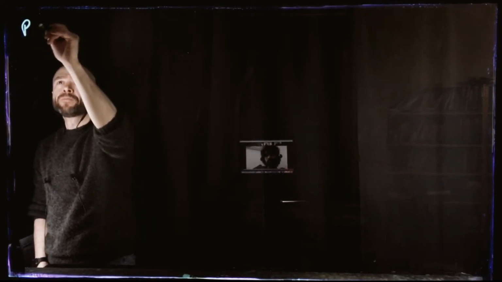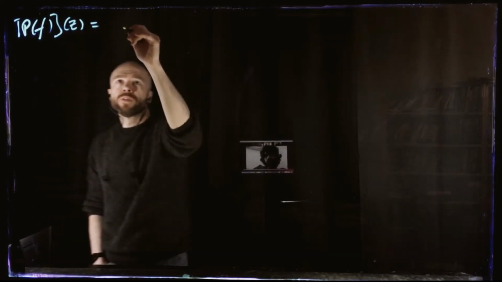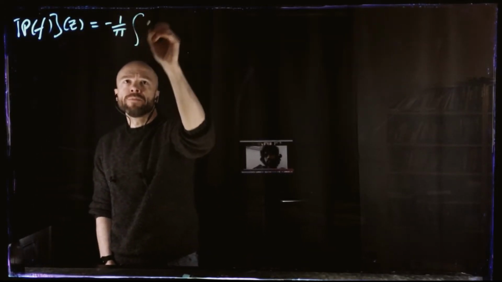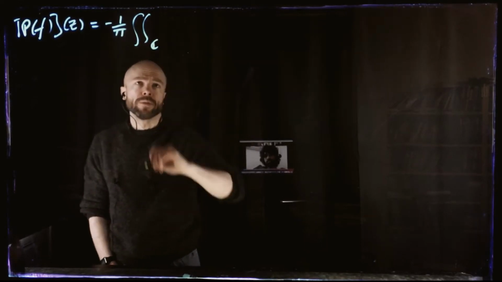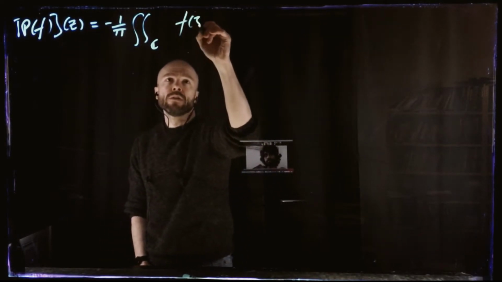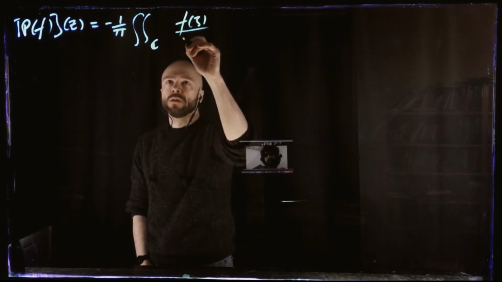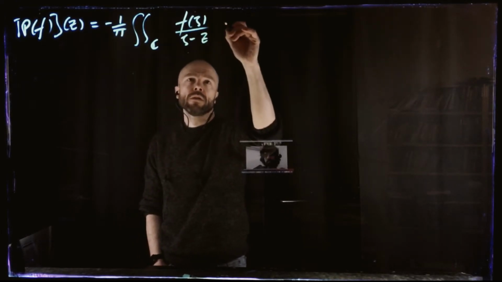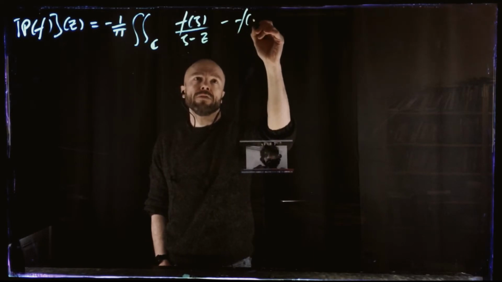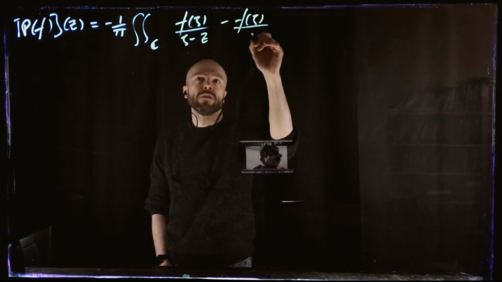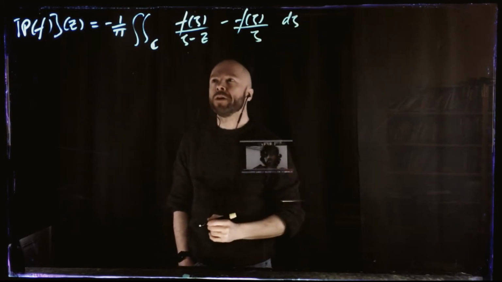Now we're going to start talking about an operator that's slightly different than the Cauchy transform I talked about before, but it has all the nice properties that we want. So we're going to define this operator P of f of z to be minus 1 over pi, the double integral over the complex plane of f of zeta, times 1 over zeta minus z, minus 1 over zeta, dA of zeta.